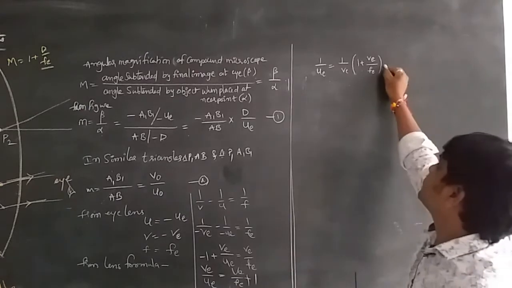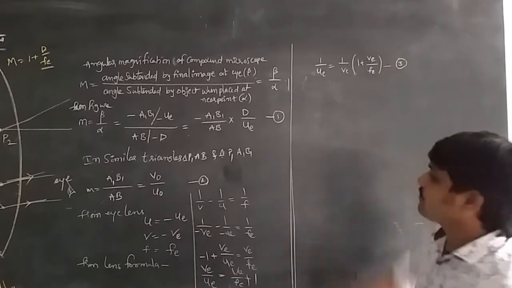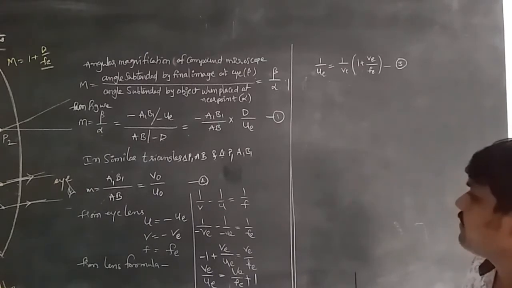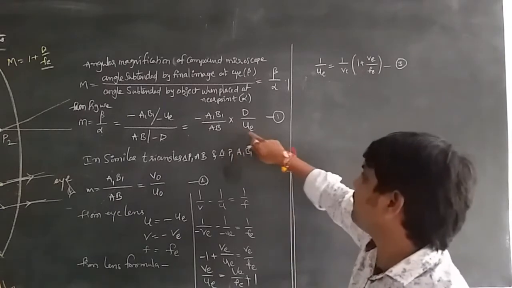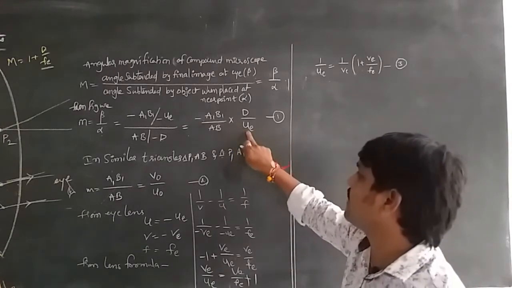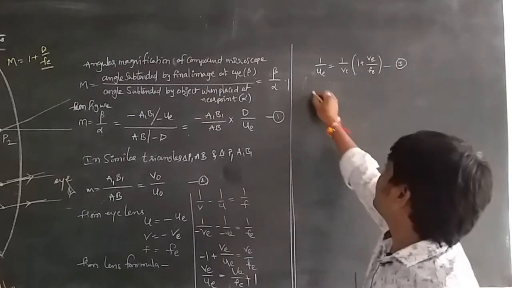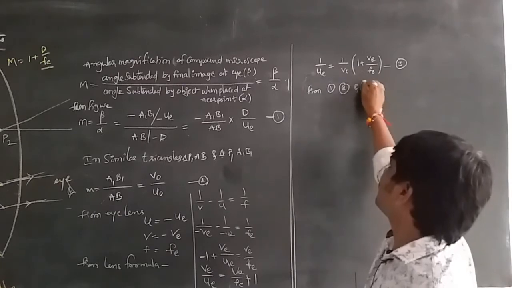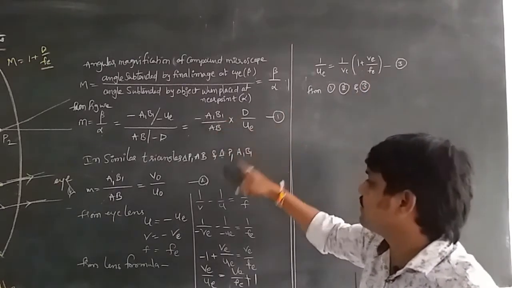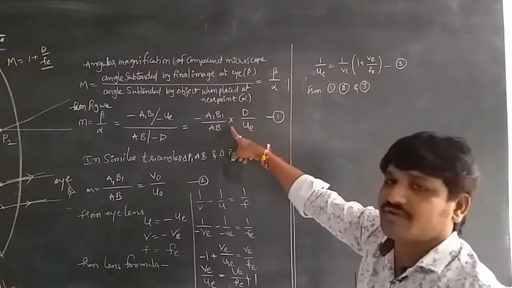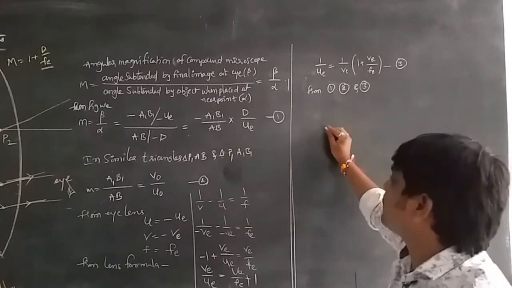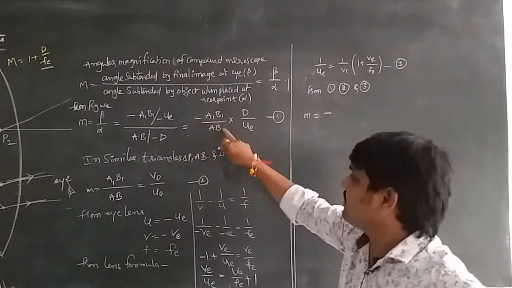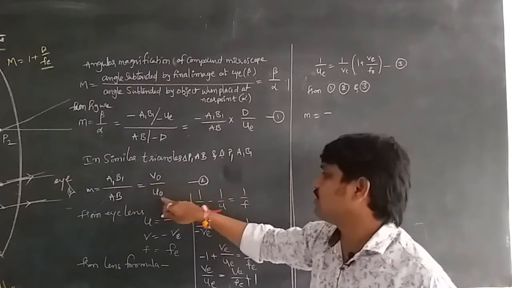Consider it's equation number 3. From these relations, we know the UE value from equation number 1, and we have the A1 B1 value from equations 1, 2 and 3. From A dash B dash, we are substituting the 2 and 3 values in equation number 1. So from 1, 2, 3 we can write that M is equal to minus A1 B1 by AB, and A1 B1 by AB is equal to V naught by U naught.